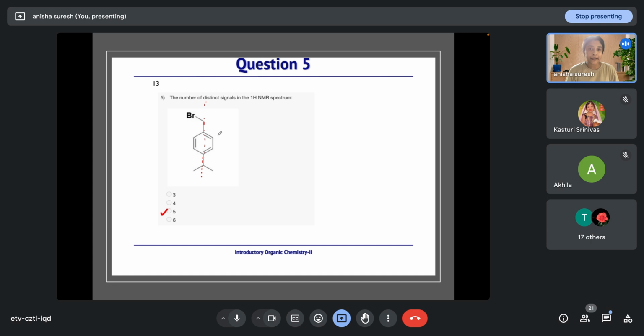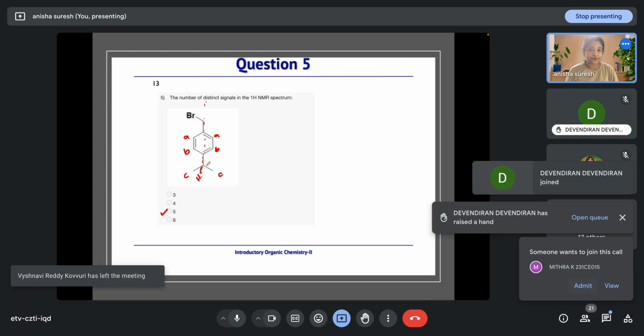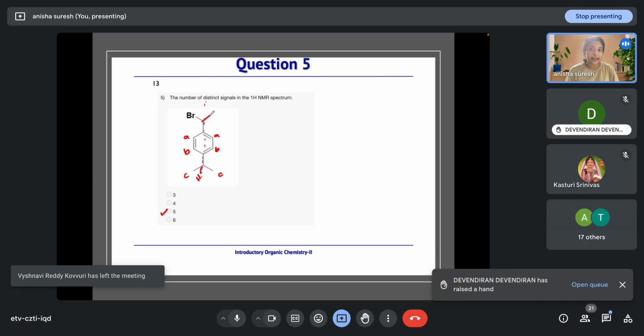So here if we are labeling A, B, this will also be similar. This will also be similar. So 3 signals are coming from these 6 protons, and here one more proton will be there. That will be fourth one, and this will be fifth one. These protons will be fifth one. Okay. Hello, anyone having any doubts? I will label it with different colors so it will be easy for you to get.